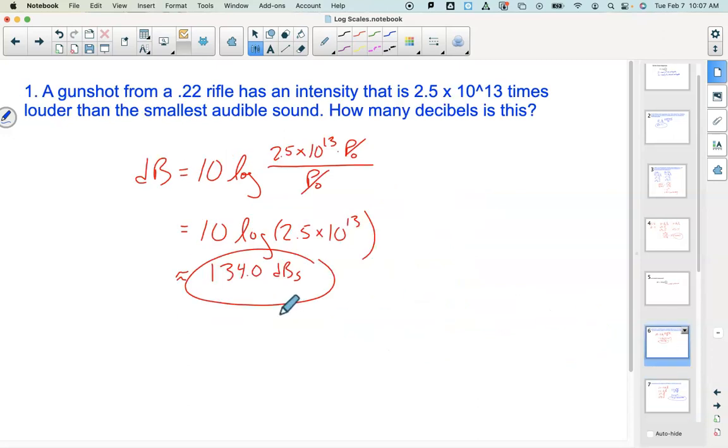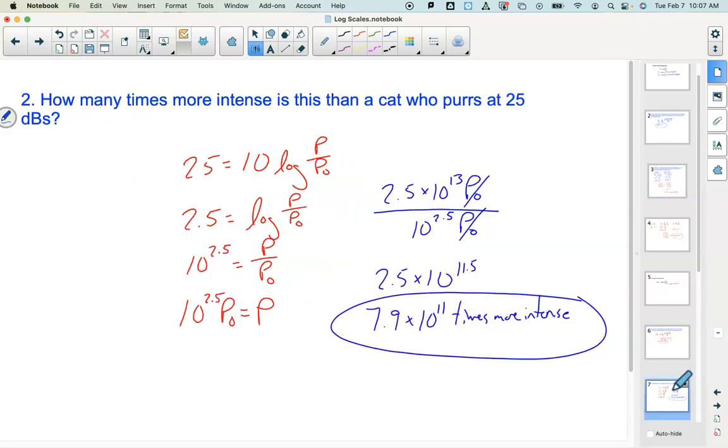Now, it might be tempting to say, oh, 134 divided by 25, that's just over 5. It's just over 5 times more intense. No, that gunshot is an incredible amount of times more intense than the cat purring. This is, again, why we're using a logarithmic scale, because our numbers are so different.